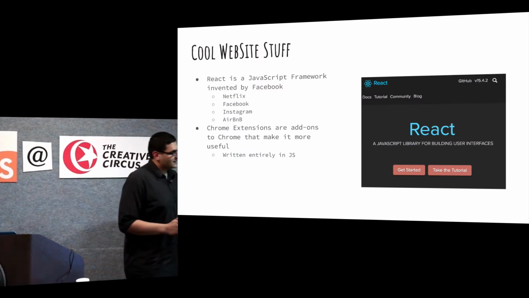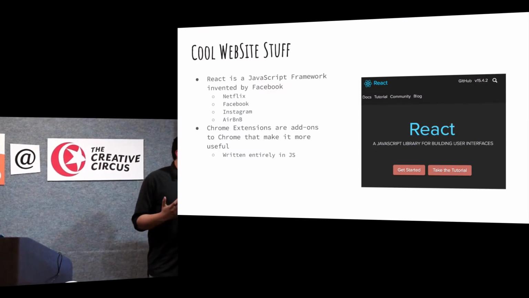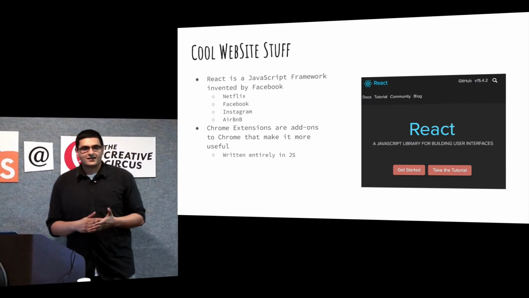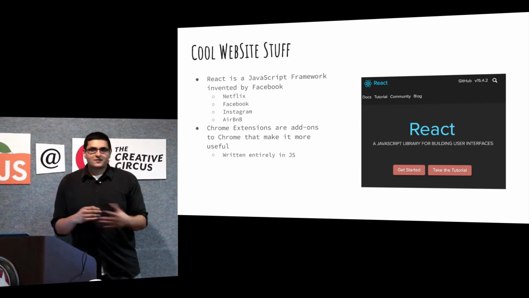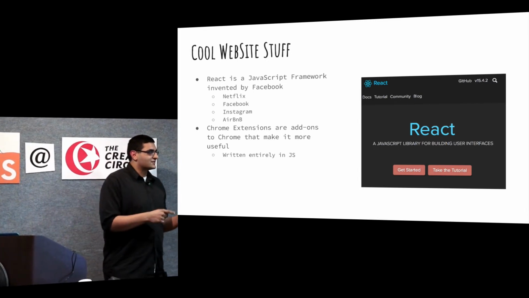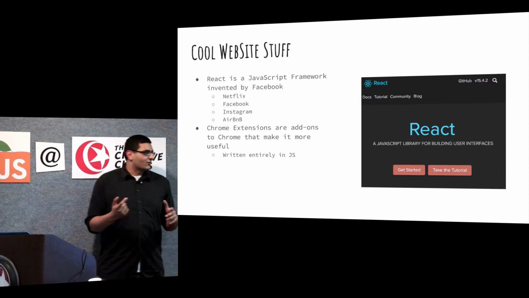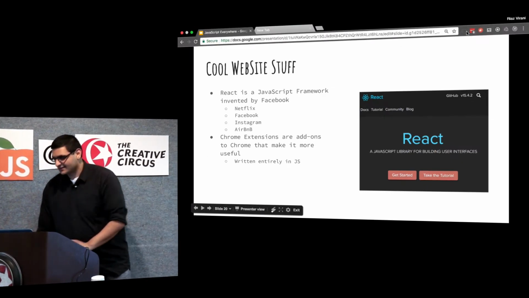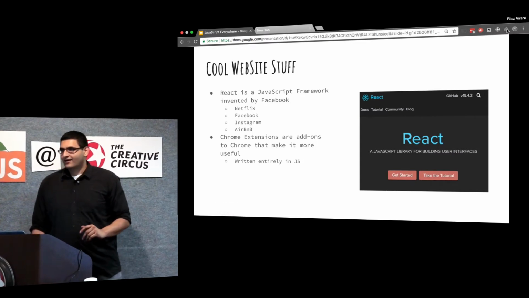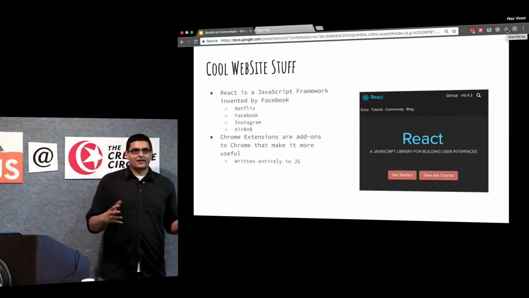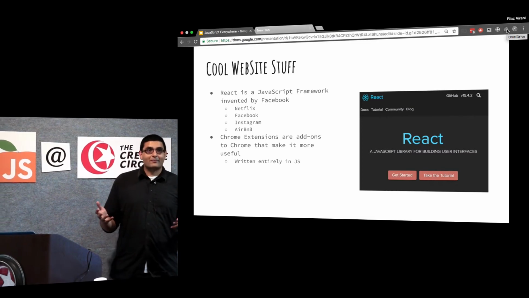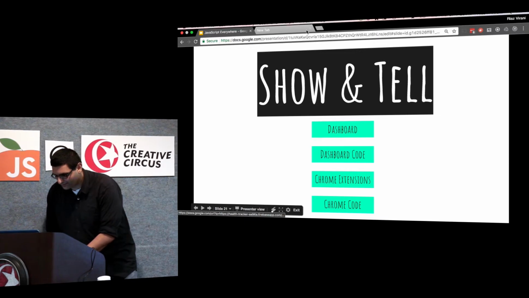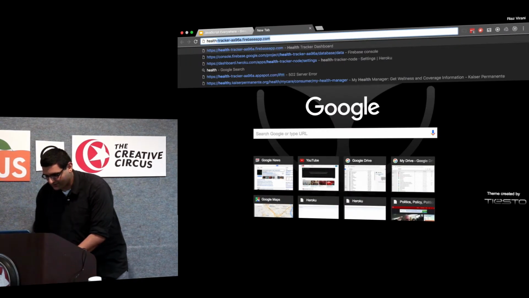We're going to be using React in this construct. It's a JavaScript framework invented by Facebook. Most of you, I'd imagine, have heard of it by now. It's used by a lot of big companies. It's awesome. And we're also going to be looking at Chrome extensions in a second. Those are the add-ons to Chrome that make it more useful. Those are essentially these little things in the top right, if you know what I'm talking about. Some of you might have thought that those are written in some complicated language. They're just JavaScript. They're just little web pages, actually. And we'll see how easy they are to build. So first of all, let's go to my little dashboard.